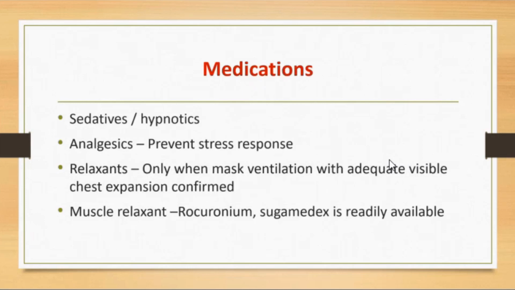As for the medications, sedative hypnotics, you can select them depending on the hemodynamic condition of the patient, or you can plan awake, or under sedation, or completely paralyzed. Analgesics will help to reduce the stress response. Relaxants, you try to give them only when there is adequate mask ventilation, which is confirmed by visible chest expansion or, if available, an adequate end-tidal carbon dioxide curve. Among muscle relaxants, rocuronium is preferred since Sugammadex is readily available in our institute.